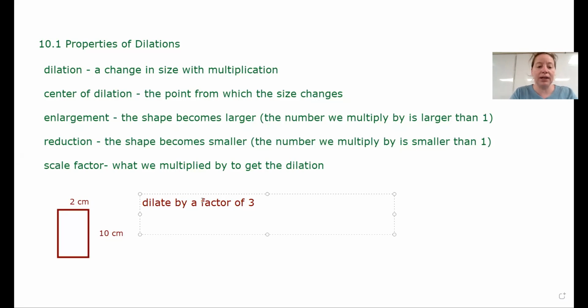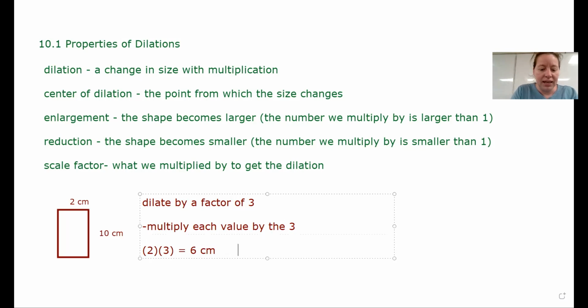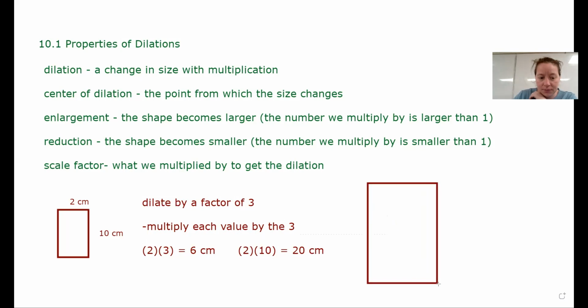So literally that means that what I am going to do is I am going to multiply each value I am given by the 3. Okay, so I'm going to multiply each of them by the 3. In this case, I end up with 2 times 3, which is equal to 6 centimeters. And I have 2 times 10, which is equal to 20 centimeters. So my new one is going to look like this.